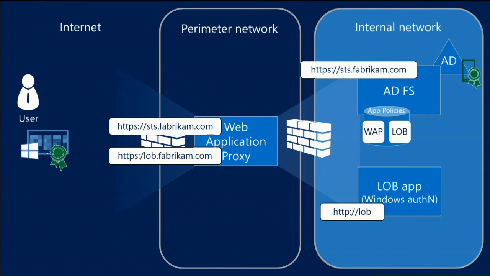One is, I took this LOB application and created a fully qualified domain name or URL for it over HTTPS and exposed that off of the Web Application Proxy. So HTTPS, LOB, fabricam.com. That's number one.